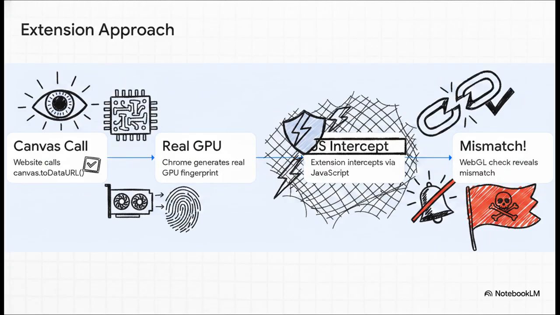Step 1, a website calls for your Canvas data to track you. Step 2, Chrome automatically generates a real GPU fingerprint based on your actual computer. Step 3, your extension frantically injects JavaScript to intercept that request and fake it. But wait, here's Step 4. The website runs a secondary WebGL check, realizes the intercepted data doesn't match the real hardware data, and boom, it reveals the mismatch. You've just created a massive, highly detectable red flag for any platform that's tracking you.